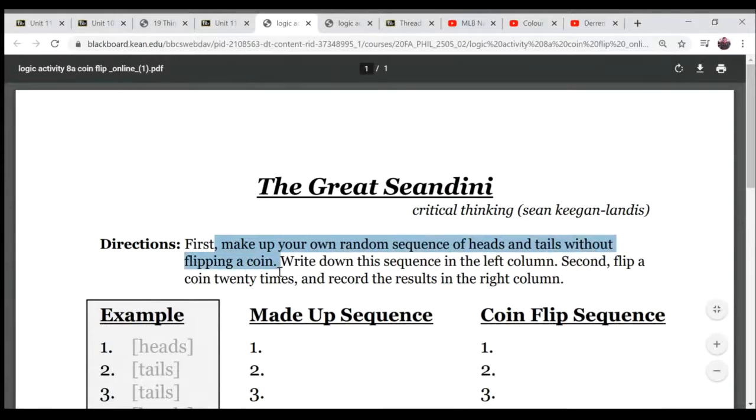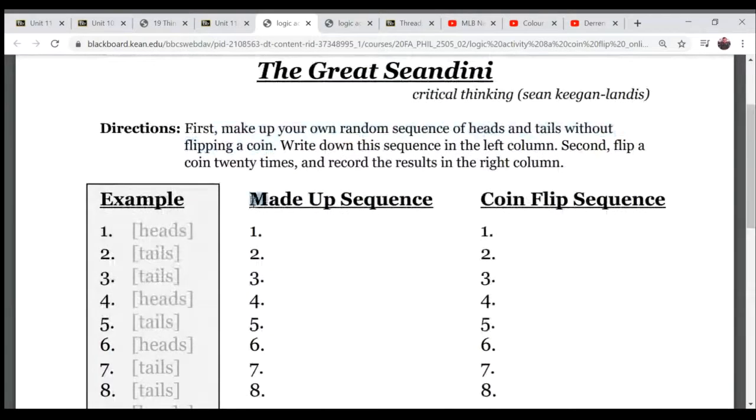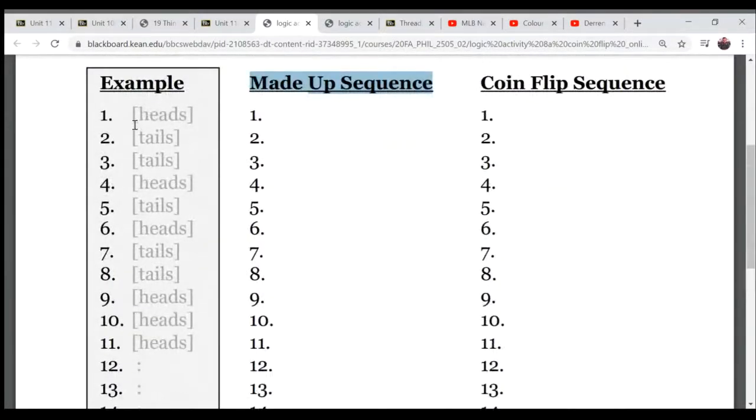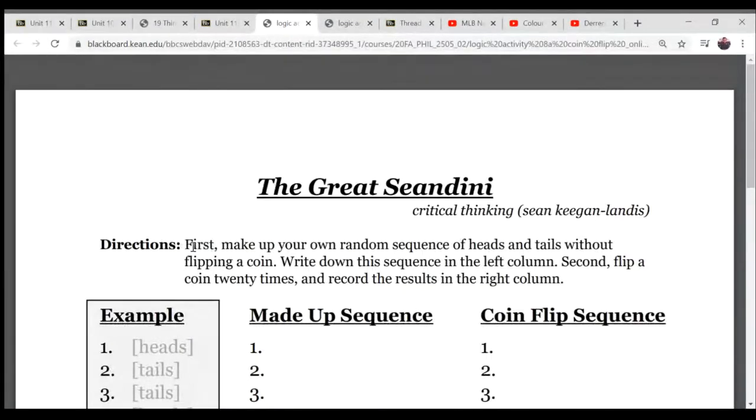heads and tails without flipping a coin. And you can write that sequence down as a made-up sequence right here. Like I've got an example here. Maybe the first flip you flipped heads, second flip in your brain you flipped tails, then tails again, then heads, then tails again, then heads, then tails, then 3 heads in a row, etc., all the way down to the 20th one.